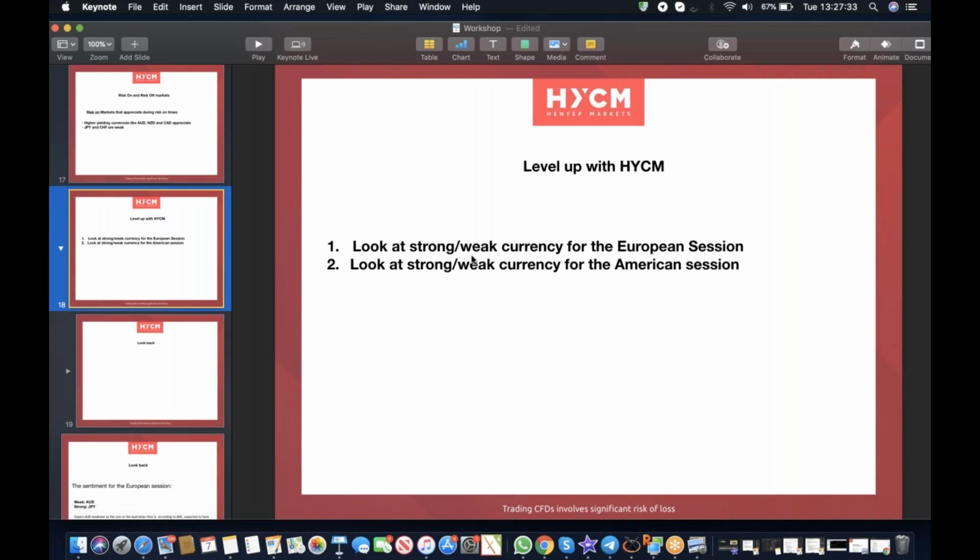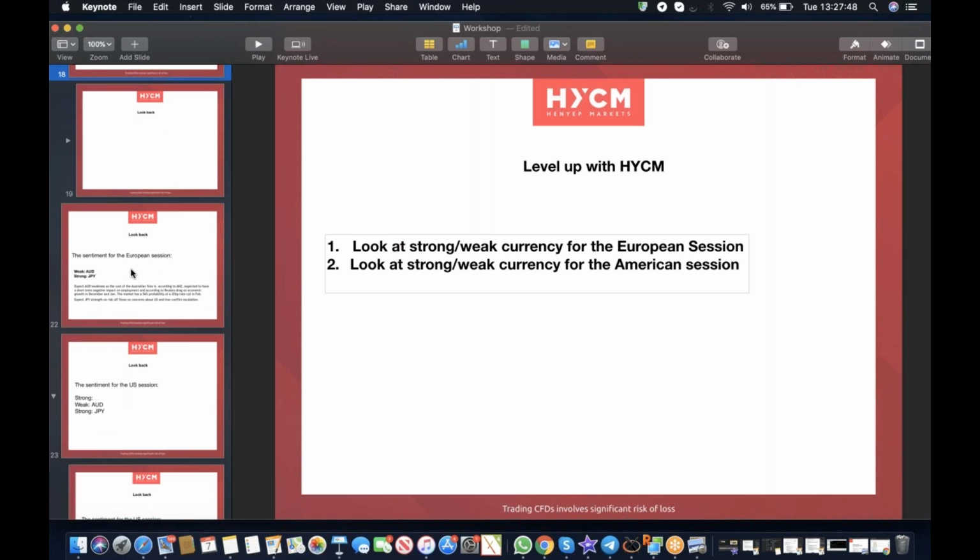That's exactly the principle that I'm trying to employ in my trading day to day. I want to pair a strong currency against a weak currency because that way I know the currency pair is more likely to move in one direction than another, okay?